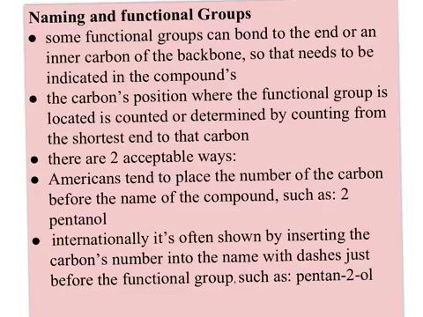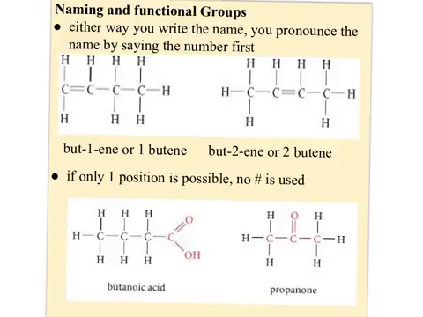Now, even though that looks confusing to look at, the nice advantage is that it's recognized internationally, and it also is clear about what your functional group is. It's very clear that the OL is determining what you have there and that it's an alcohol. So either system is fine. So either way you write the name, as I mentioned, you pronounce the name by saying the number first. So showing you two examples here, 1-butene or 2-butene.